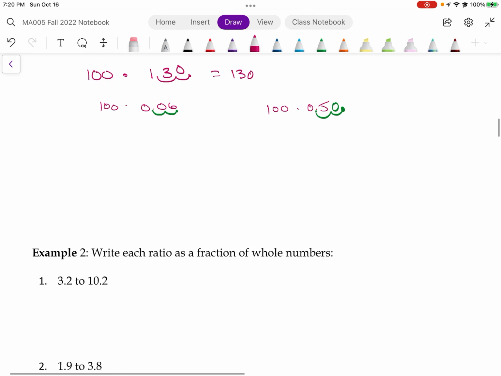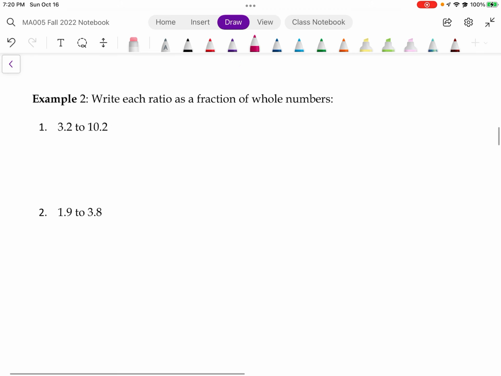All right, give this a try by pausing the video and see what you can do with it. Okay, so 3.2 to 10.2. Both of those go to the tenths, so if I multiply by 10 over 10, I'll get whole numbers. That becomes 32 on top, and the bottom becomes 102. Now those are both divisible by 2. How many times does 2 go into 32? 16, and into 102 is 51. And you should get 16 over 51.